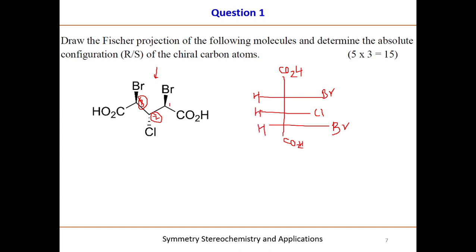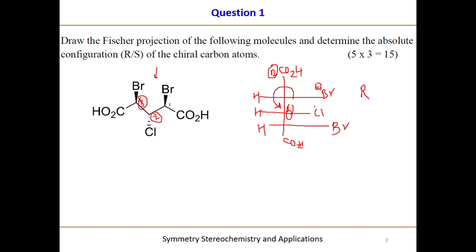Now we have to find out the absolute configuration of each carbon. So here the first priority will be given to the bromine present here, and the second priority group is the acidic group present here, and the third priority will be given to the whole group. So it will move in this direction, meaning counterclockwise. Counterclockwise means S, but it will become R. Again the same reason, hydrogen is present on the horizontal line.